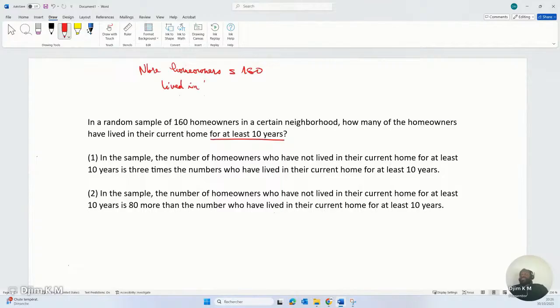Lived in home greater than 10 years, greater than or equal to 10 years. In the sample, the number of homeowners who have not lived in their current home for at least 10 years is three times the number who have lived in the current home for at least 10 years.